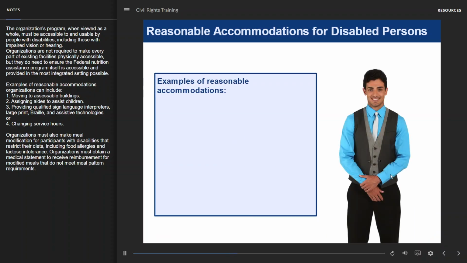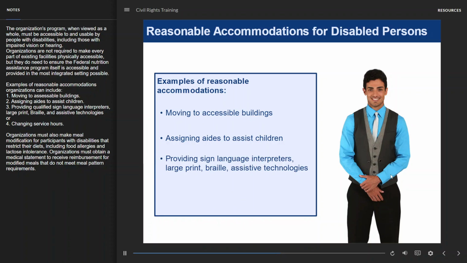Examples of reasonable accommodations organizations can include: 1. Moving to accessible buildings. 2. Assigning aides to assist children. 3. Providing qualified sign language interpreters, large print, braille, and assistive technologies. Or 4. Changing service hours.